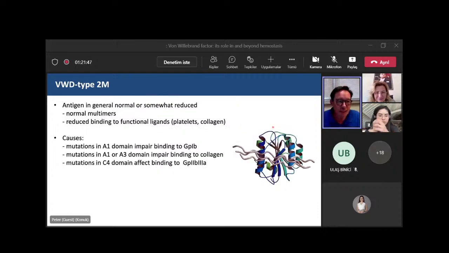Then we have Willebrand disease type 2M. So the antigen in general is normal or maybe somewhat reduced. They have normal multimers. They are only characterized by reduced binding to functional ligands. In most cases it's platelets, but it can also be collagen. Where is that coming from? Well, we have mutations in the A1 domain that impair binding to GP1B. We can have mutations in the A1 or A3 domain that impair binding to collagen. And something extremely rare, I think there are only 4 or 5 mutations known right now, are mutations in the C4 domain that affect binding to GP2B3A.